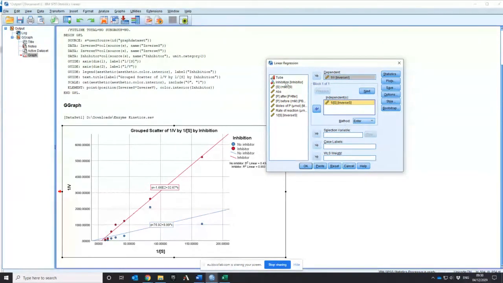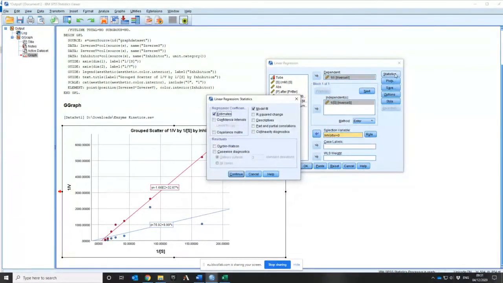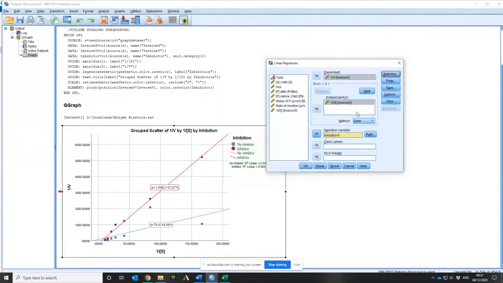Now in this case, I've got another thing that I want to do, which is the selection variable, because I want to fit two separate models. So in this case, first I'm going to fit the uninhibited one. Continue. The other thing I want to do is put confidence intervals on the slope and the intercept. So you have to click on statistics and then click on confidence intervals. Press continue. The other thing that I want to do is look at some diagnostics.